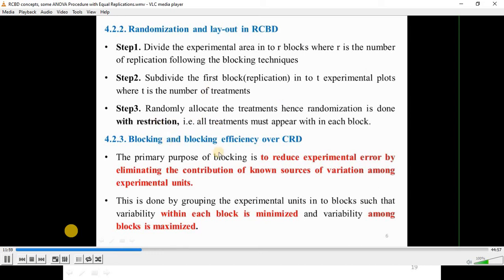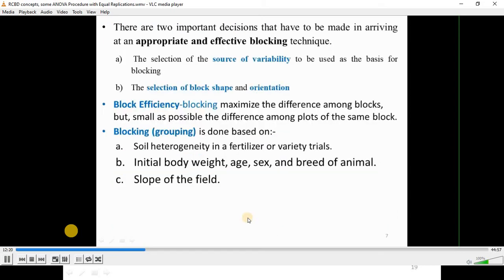When we come to blocking efficiency over the CRD, the primary purpose of blocking is to reduce the experimental error by eliminating the contribution of known sources of variation among experimental units, and this is done by grouping experimental units into blocks such that variability within each block is minimized and variability among the blocks is maximized.